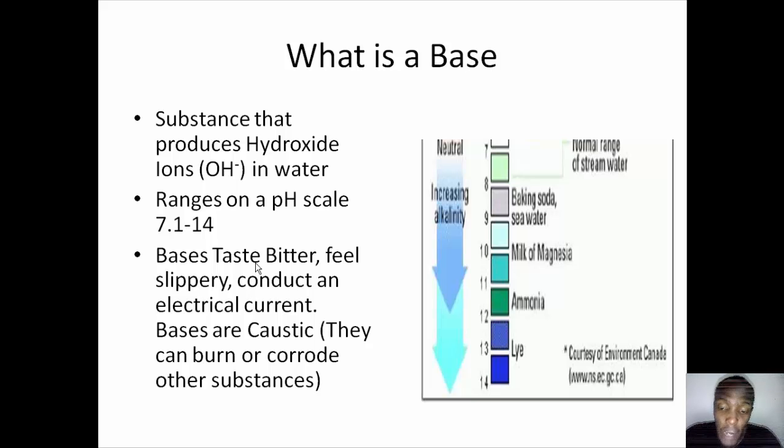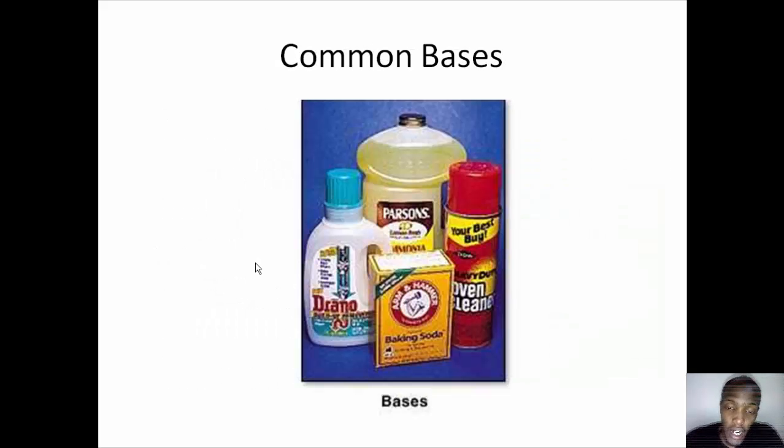We use bases basically to do our cleaning, because they can clean off. They have a very strong scent. Some of our common bases, as I said before, are cleaning supplies. You have ammonia, baking soda, oven cleaner, Drano. These are all common bases. A lot of these things, like your oven and your Drano, require you to go through a metal, and an acid wouldn't be particularly useful in cleaning because acids eat away at a lot of material that bases don't.